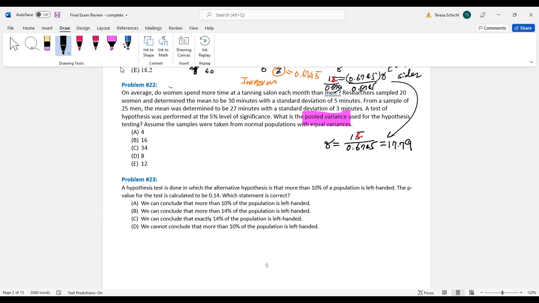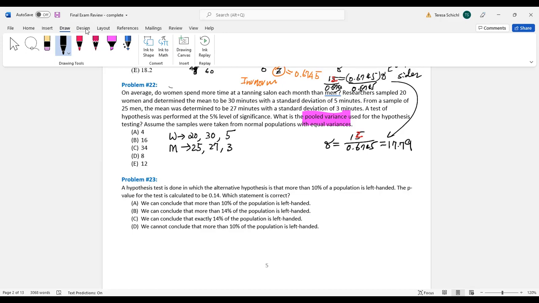For the women, how many do we take? The sample size is 20. The mean is 30 minutes, and the standard deviation is 5. Then for the men, how many did we sample? 25. The mean is 27, and the standard deviation is 3.